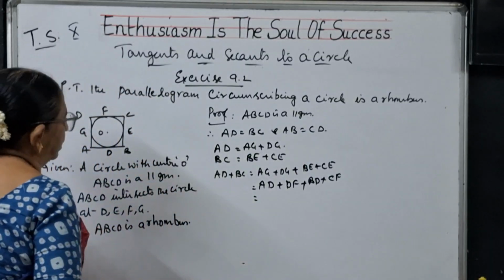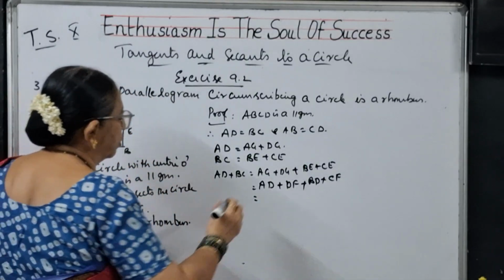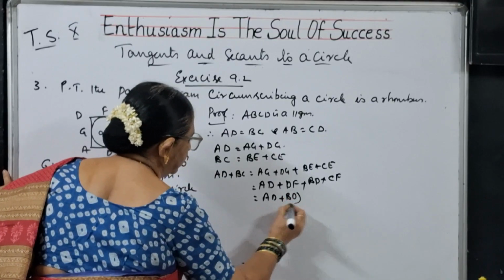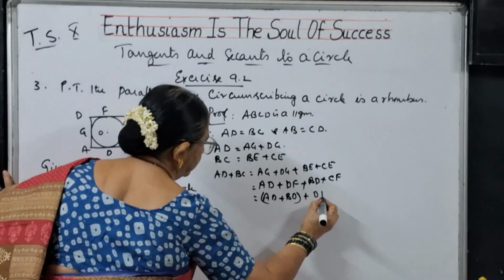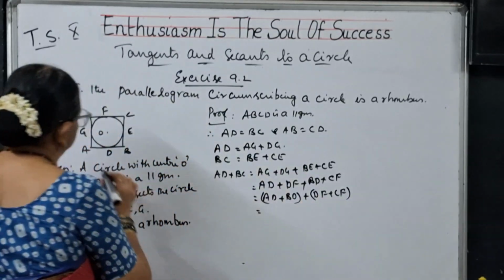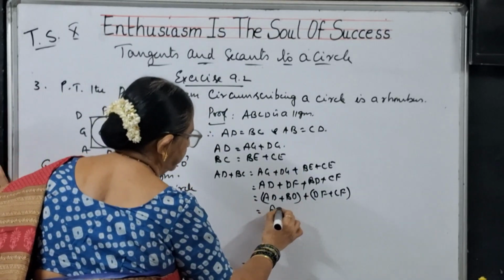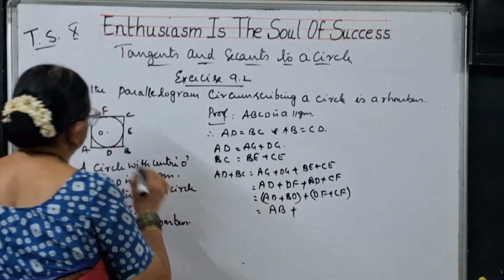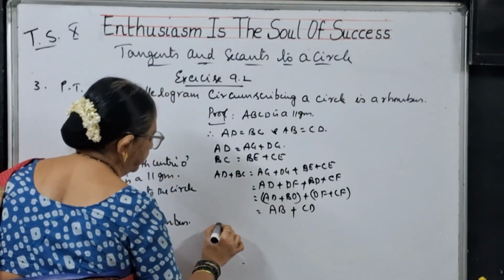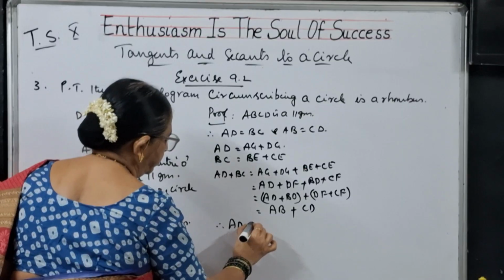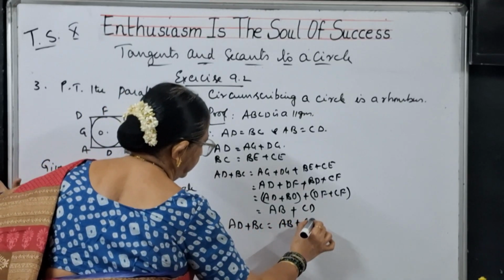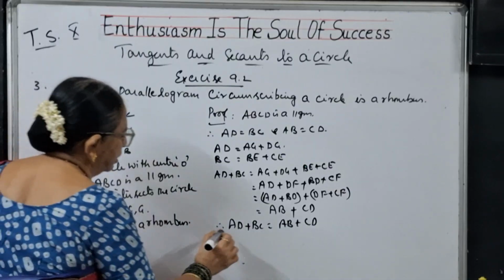So here if I make combinations like AD plus BD plus DF plus CF, what am I getting? AD plus DB is AB, plus DF plus FC is CD. That means AD plus BC is equal to AB plus CD. Okay, what does this imply?